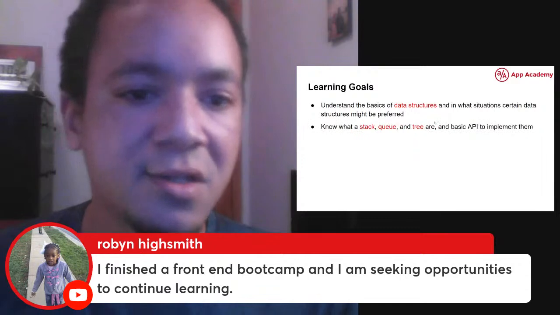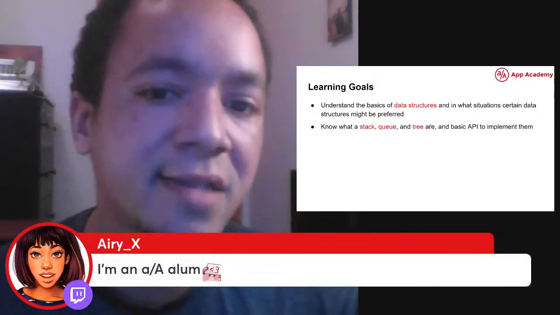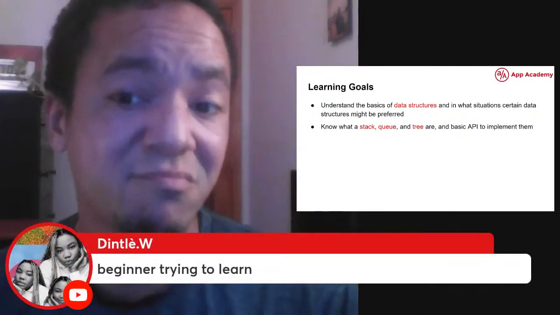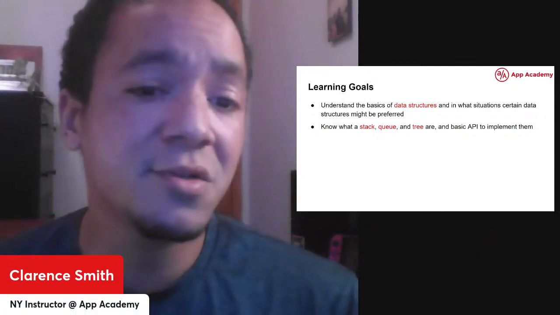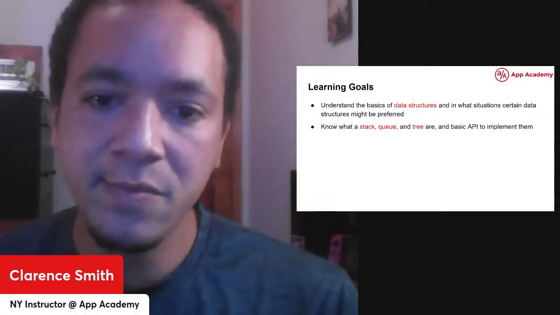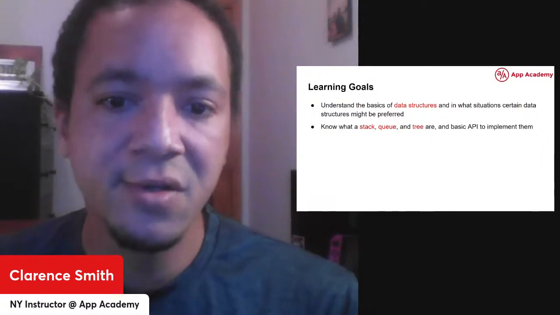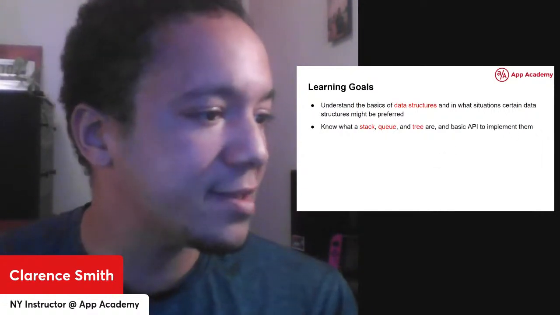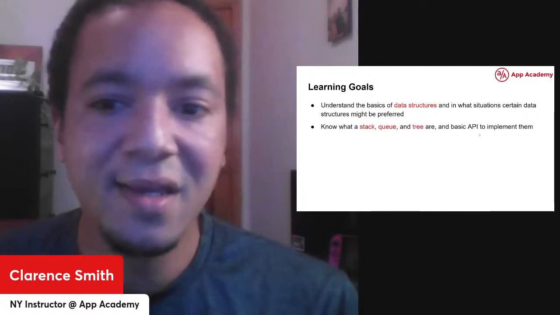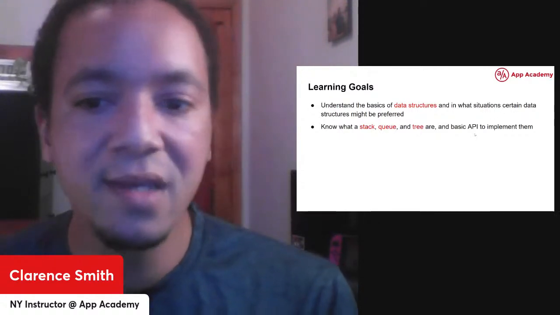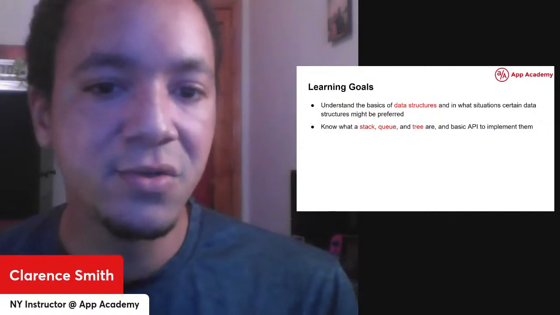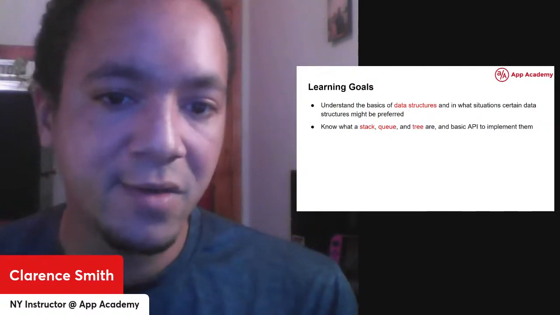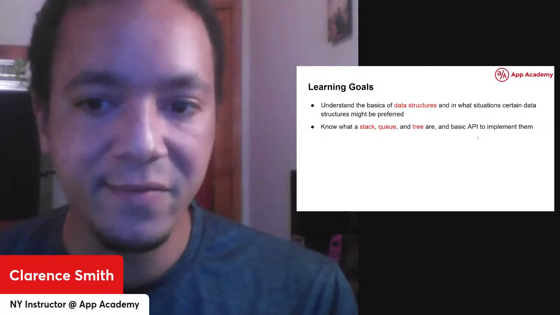All right. So as I said before, guys, for the data structures that we'll talk about tonight, you'll know what a stack, a queue, and a tree are, and the basic API of how to implement them. When I mention API, all that is just how we can interact with stacks, queues, and trees. It's just the rules of how they behave.